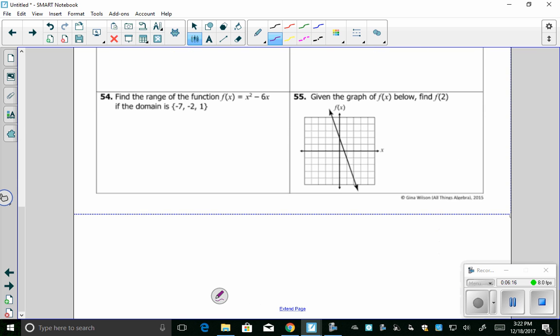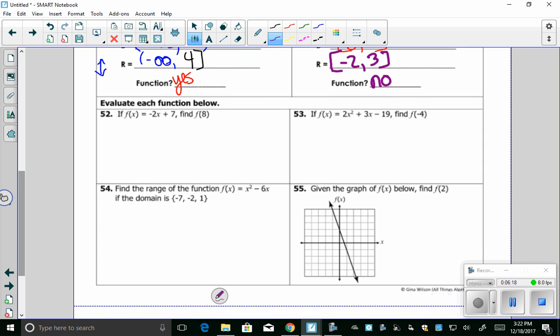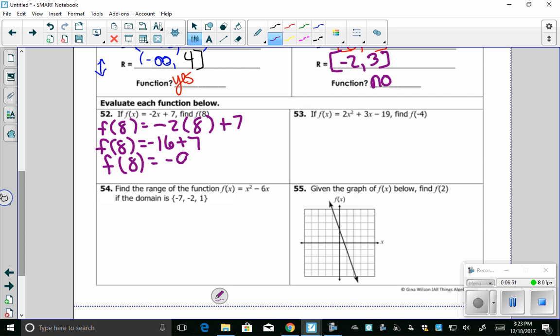52. Evaluate each function below. If f of x is equal to -2x plus 7, find f of 8. For this problem, you're just going to take the x's out and plug in 8. So f of 8 equals -2 times 8 plus 7. -2 times 8 is -16, plus 7. -16 plus 7 gives you -9. So your answer is -9.